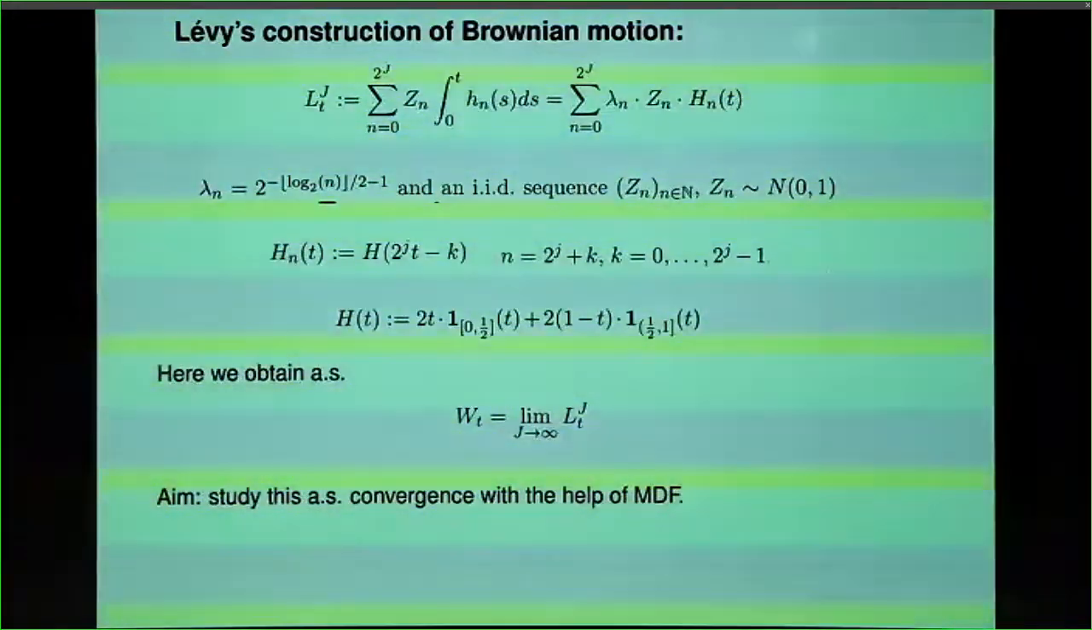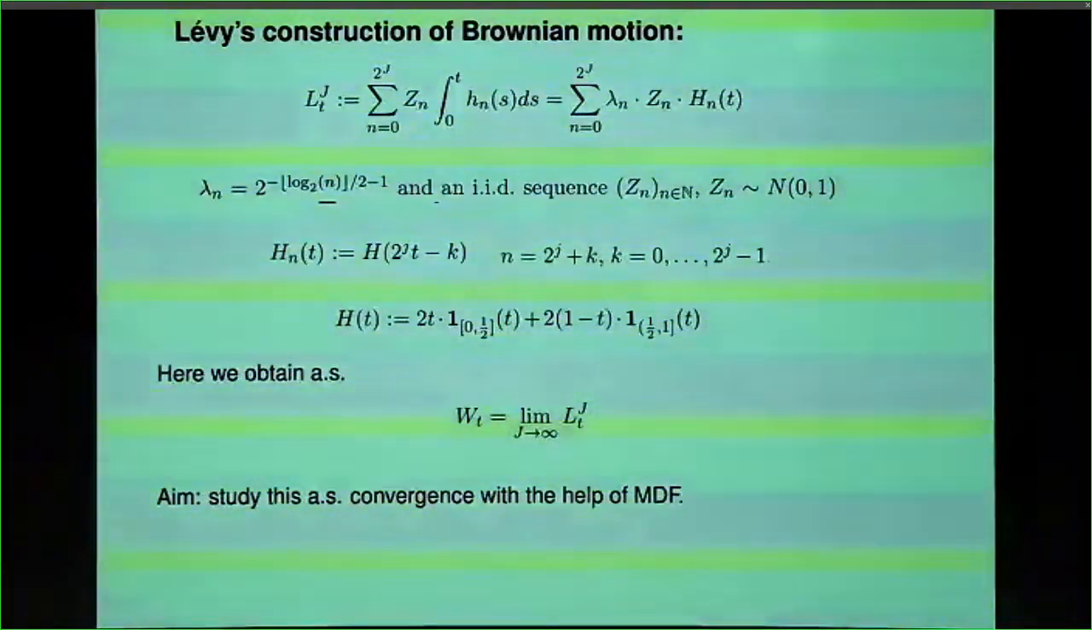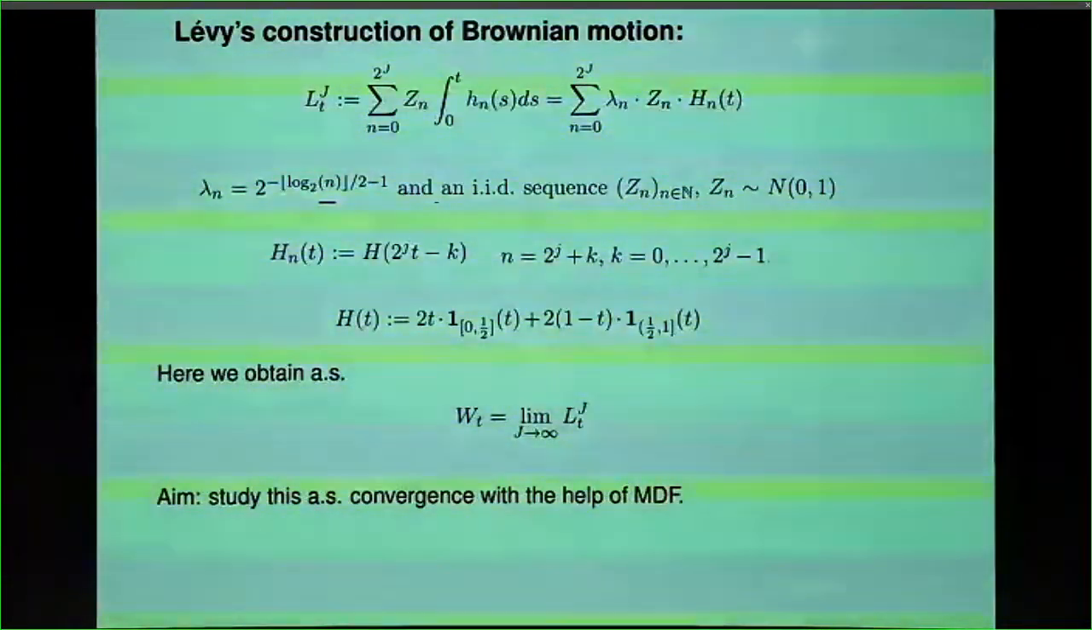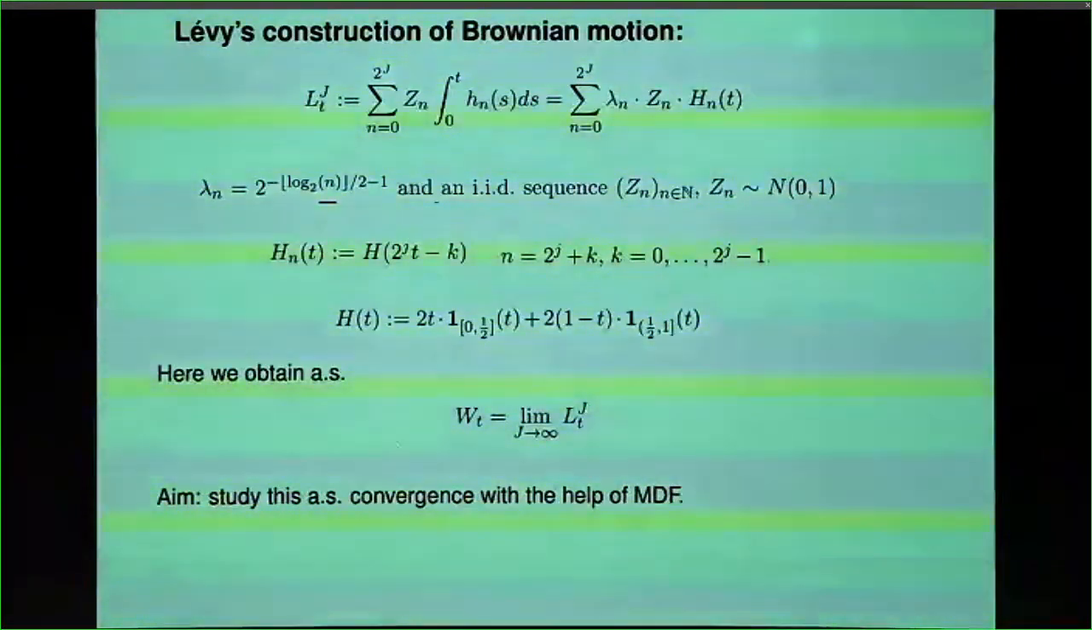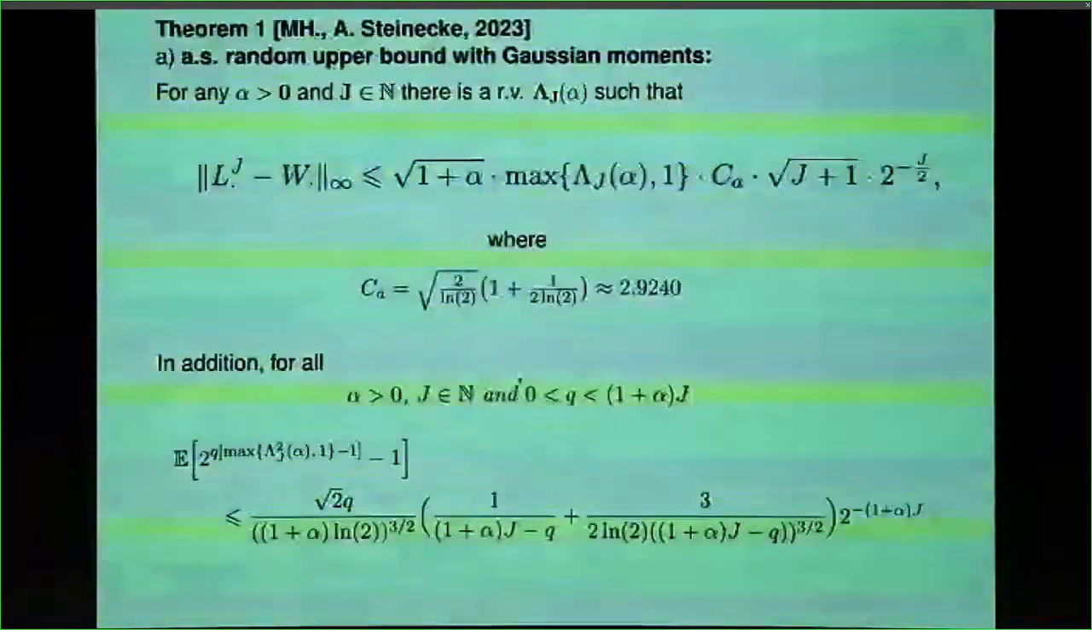So what do you do? You have IID standard normal variables, the zeta n's here. We have some weights, and then we have these tooth functions, which are summed up with the right height by the lambda n's. From there, you can show that it converges almost surely. This is very nice, with very nice pictures.